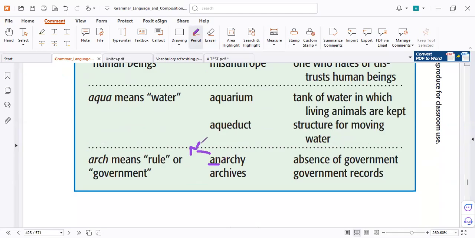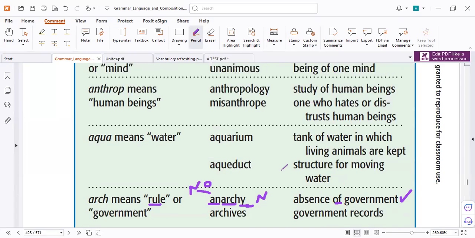N means not or no. R, as you know, means rule. And Y means noun. So that means there is no rule, government or control or safety or security. So absence of government. For example, this is not the only meaning. This is one of the meanings of the word. That's it, very easy.